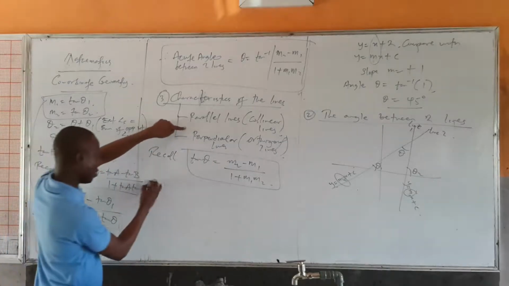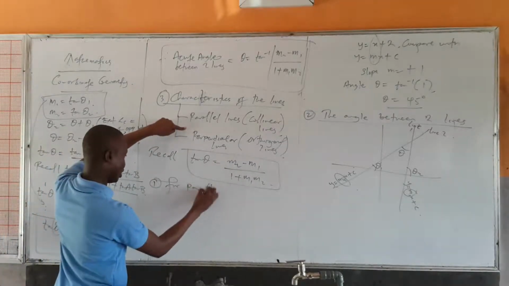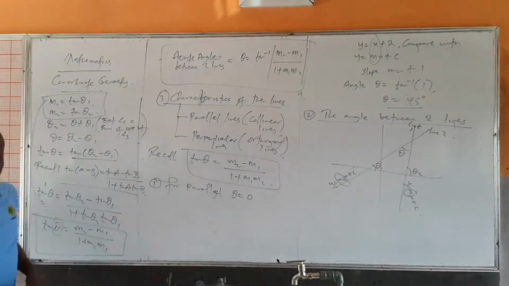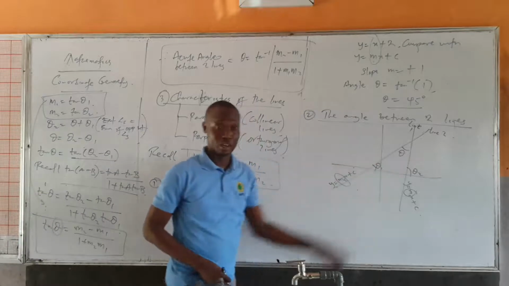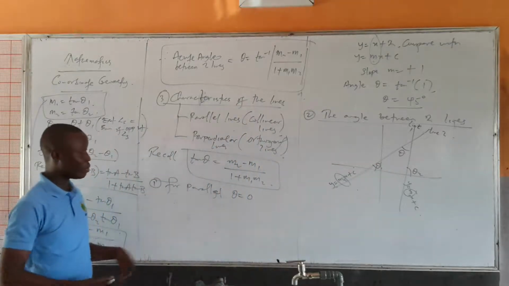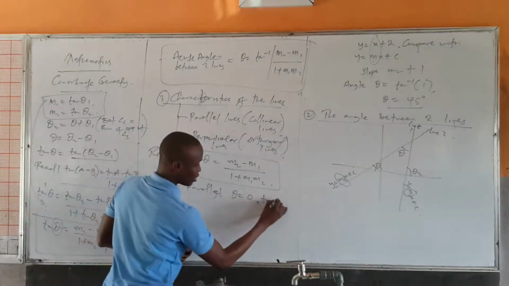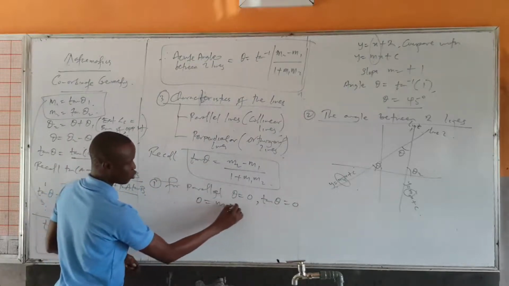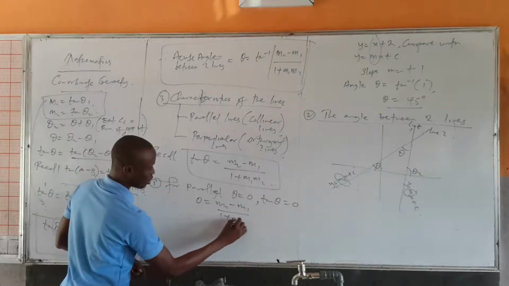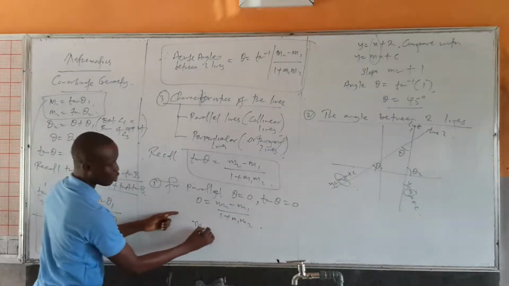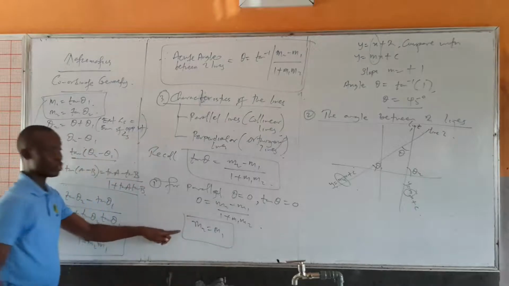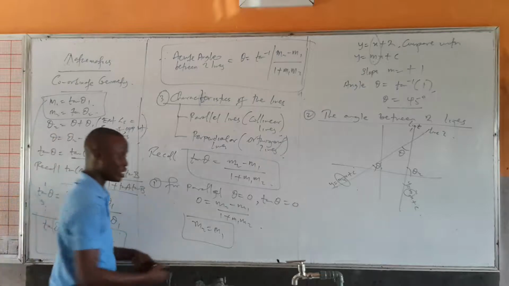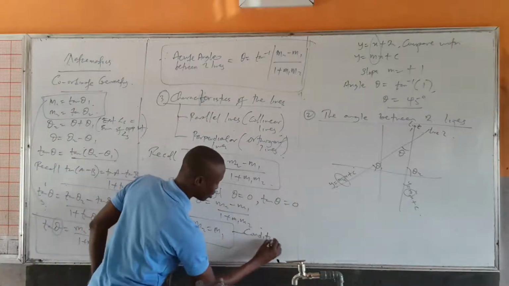If they are parallel, what does it mean? That means my theta, the angle between the two lines, will be 0. Yes, if they are parallel, the angle between the two lines will be 0. So if the angle between the two lines is 0, that means the tangent will be 0. If I bring in 0 here, what do you have? 0 equals m2 minus m1 over 1 plus m1 m2. If you cross multiply, you have m2 equal to m1. This is the condition for parallel lines. For two lines to be parallel, their gradients must be the same.